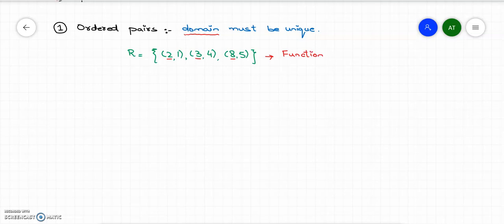Let me take another example of a relation, again in terms of ordered pairs. Let's say (3, 8), (4, 9), and (3, 1). Let me find its domain. The domain is 3, 4, 3. We can see the domain is not unique. 3 is repeating twice. So the given relation is not a function because its domain is not unique. Let's move to the second way.